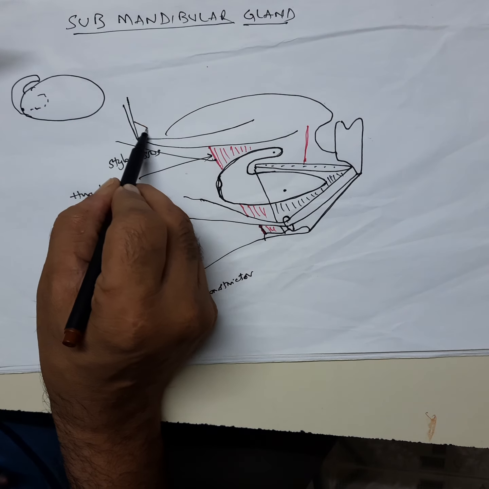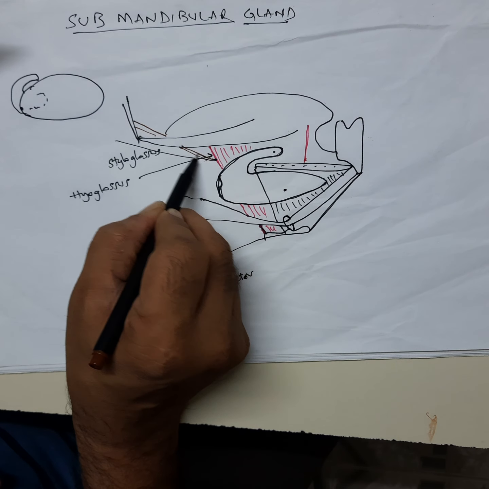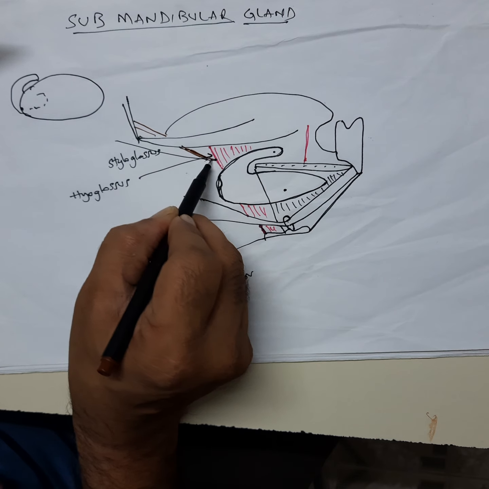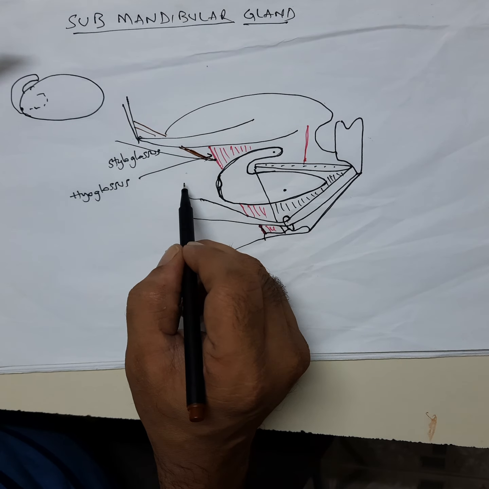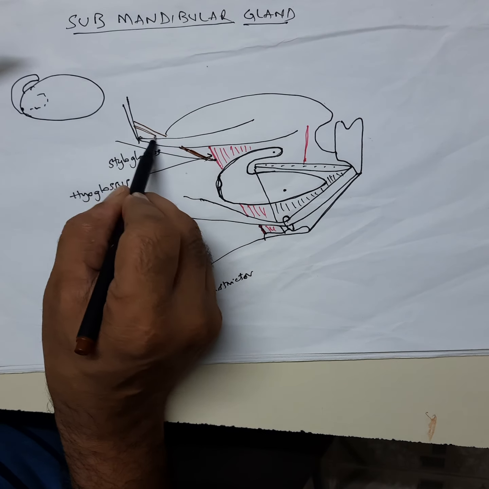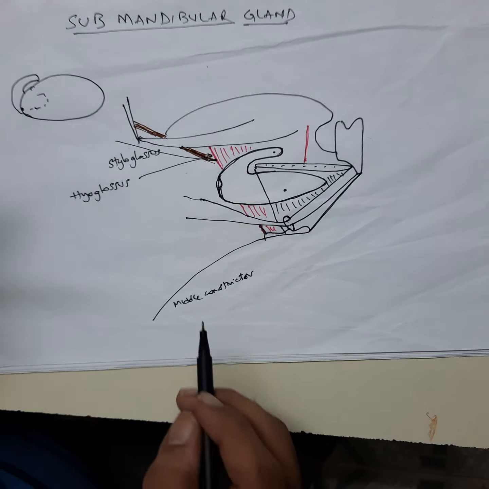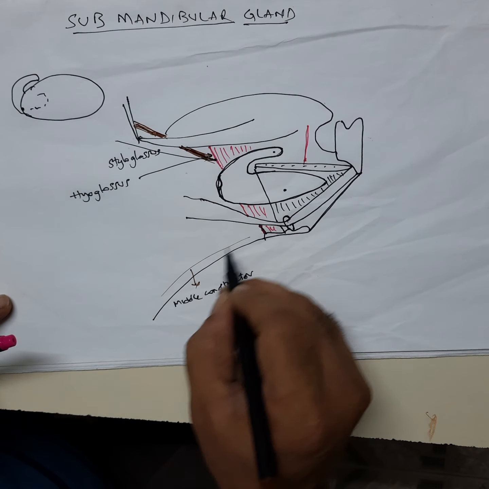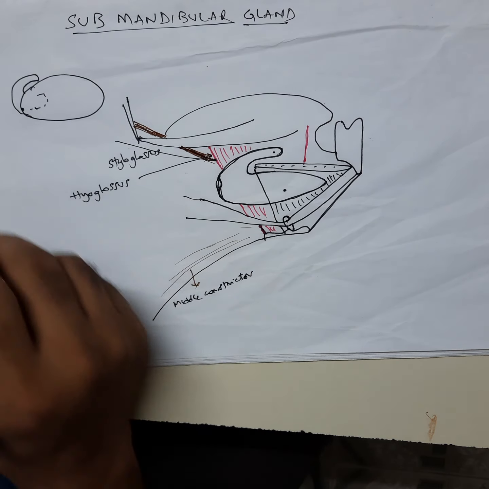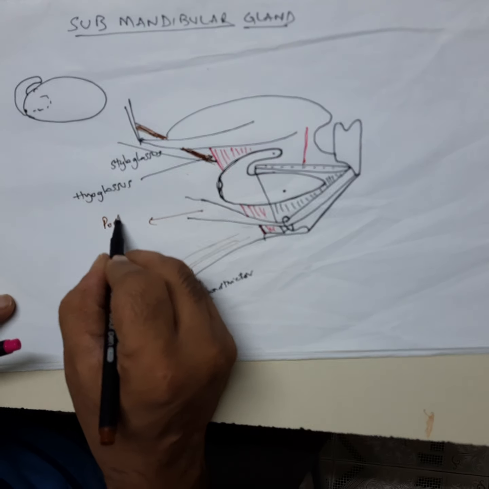That is the stylopharyngeus muscle. The stylopharyngeus muscle passes through a gap between the middle constrictor and superior constrictor muscle. So, this is the stylopharyngeus muscle from the styloid process to the wall of the pharynx. This is the middle constrictor muscle. It is a fan shaped muscle and it forms like this. This is the posterior belly of digastric.